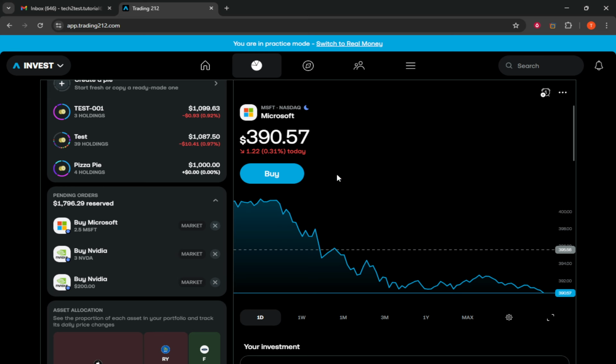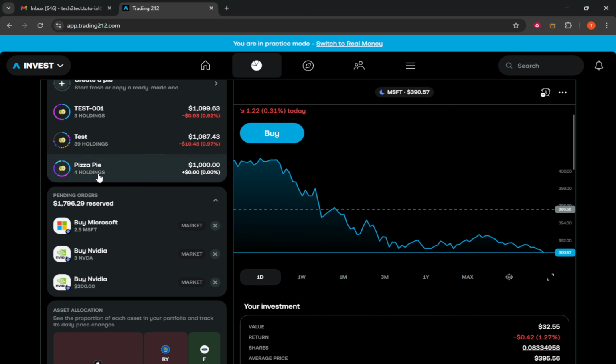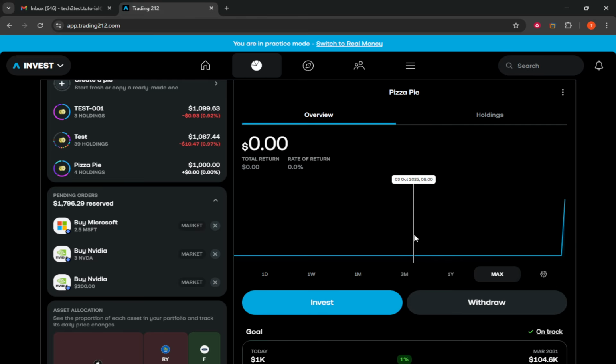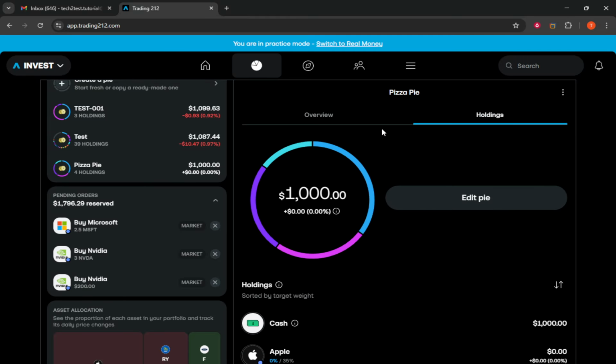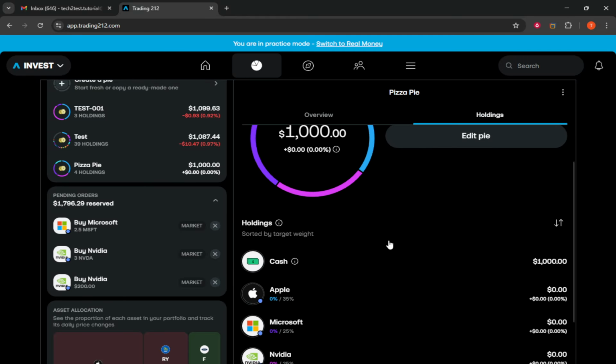If you invest using pies, you'll notice them listed here as well. Tap a pie to see your allocation by percentage and to review its performance. This helps you confirm your target weights and see which parts of your strategy are driving results.